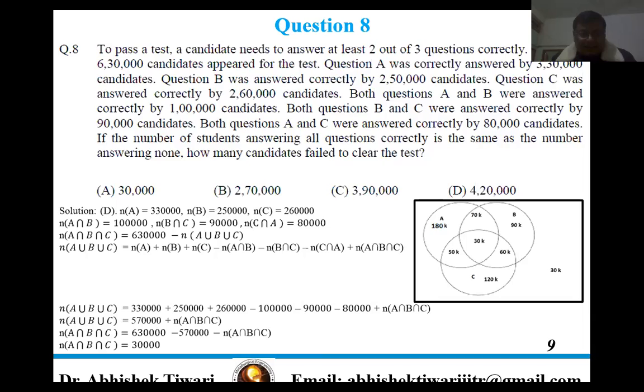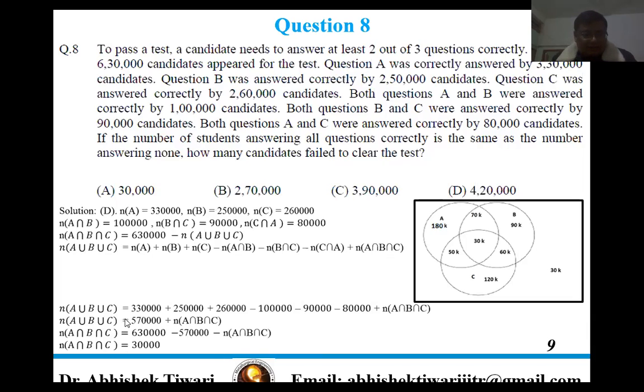So 6,30,000 minus n(A union B union C) is the number of students answering none. Okay, now we apply the formula: n(A union B union C) will be equal to n(A) plus n(B) plus n(C) minus n(A intersection B) minus n(B intersection C) minus n(C intersection A) plus n(A intersection B intersection C).